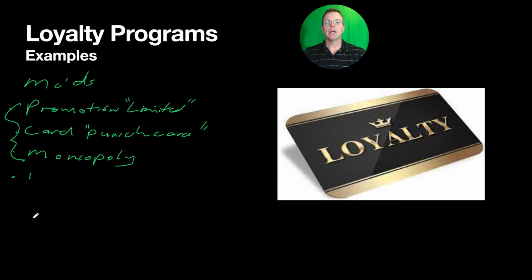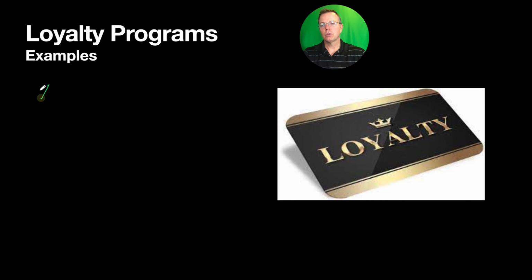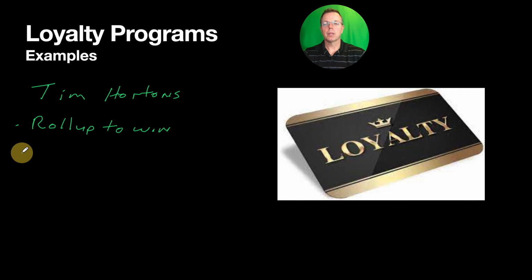Let's look at Tim Hortons. So Tim Hortons, they create loyalty programs, right? So the biggest one is their roll up to win. Okay. They have an app now. Right? So ease of use to keep you going. That's really what it is, right? They want a speedy process.